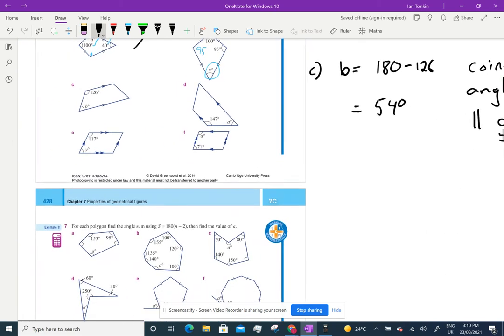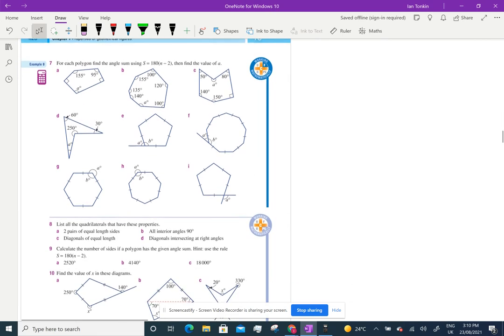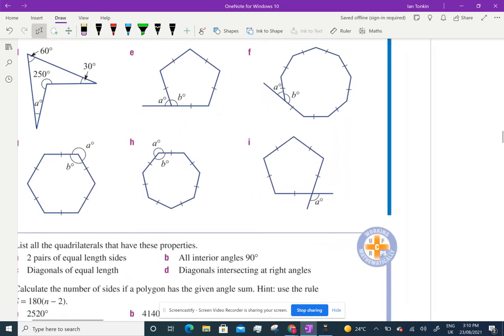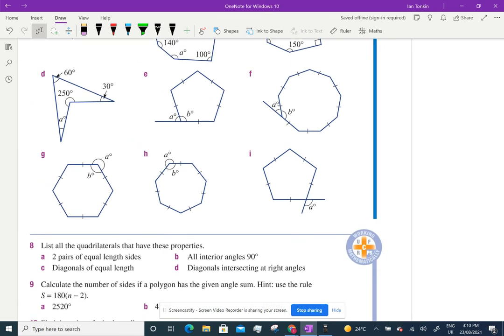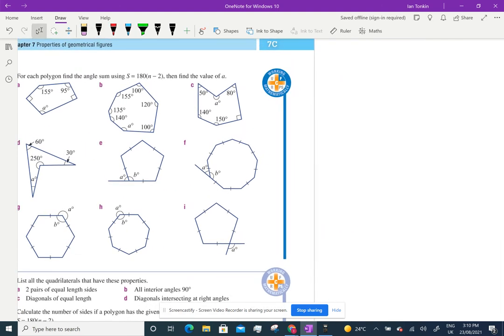Okay, question 7. Now, here you have to find the angle sum and then just do the subtraction. This is very important because there was a question in the HSC. So I'm going to do questions E, G and H, and you can do the rest. So here we go, 7E.